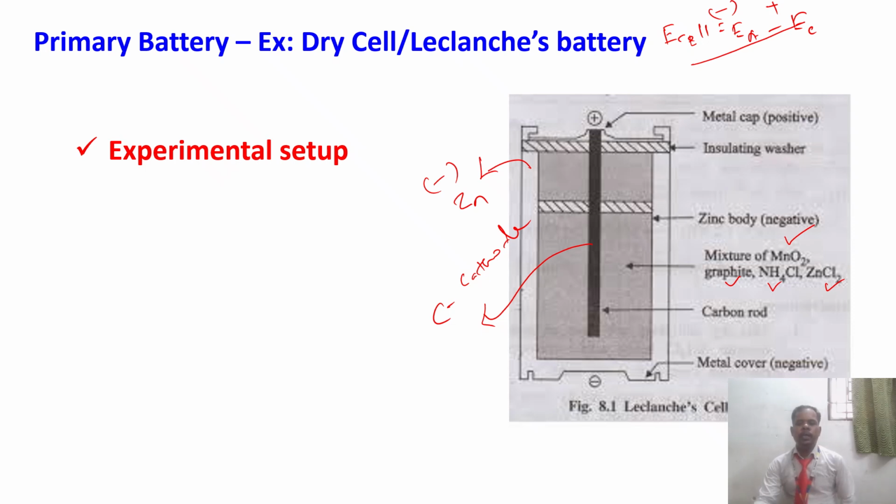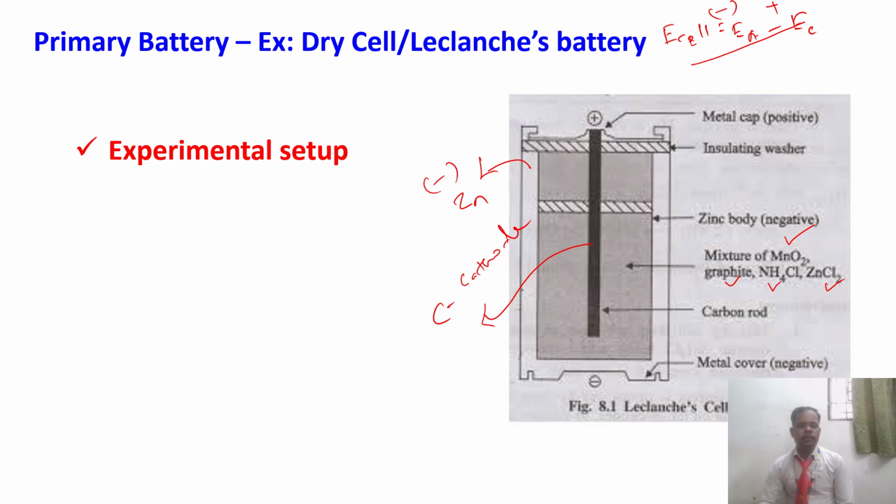The zinc cylinder has an outer insulation of cardboard case. During use, the zinc cylinder gets consumed and at the end it will develop holes, which is responsible for some leakage. So this is the simple working of the Leclanché cell or dry cell.